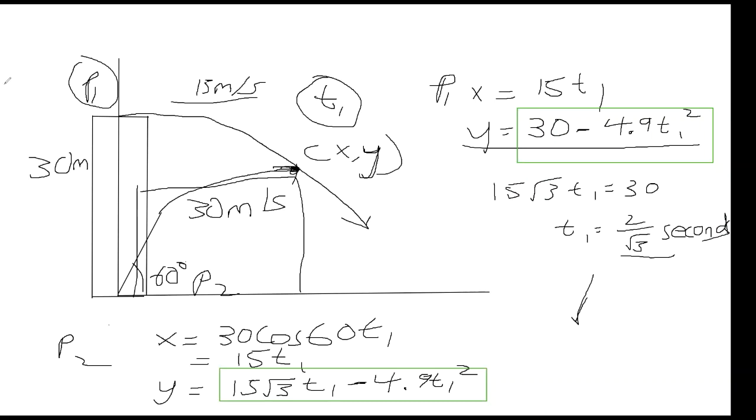Is it necessary to denote all of it as T1, or can you just have T? You don't even have to do T1. I'm just doing T1 so it's easier to follow. I'm just saying for some specific time, T1, that's when they'll hit.